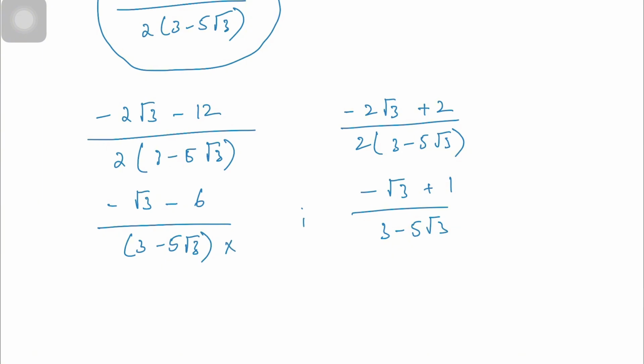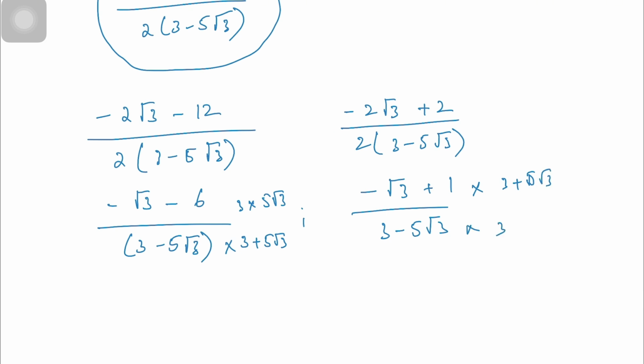Now, the denominator must not have a irrational number. So we need to remove it. We'll remove it by multiplying it by the conjugate. So this would be 3 plus 5 root 3. Then we'll be multiplying it by the numerator as well. We'll do the same here as well.